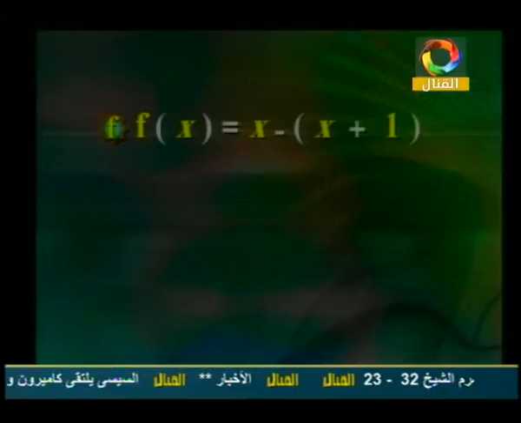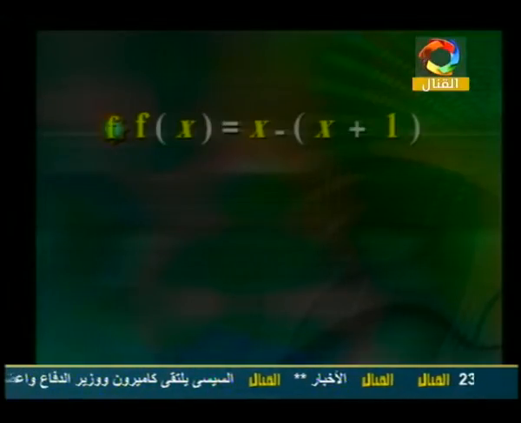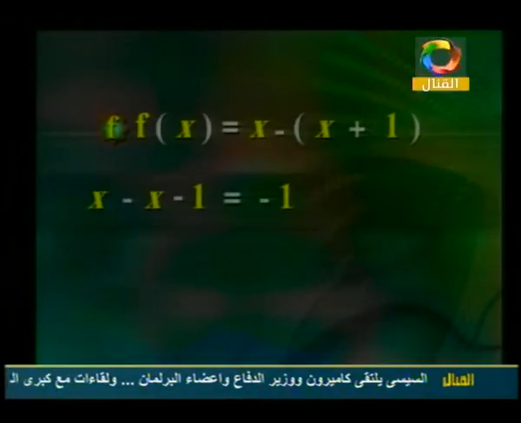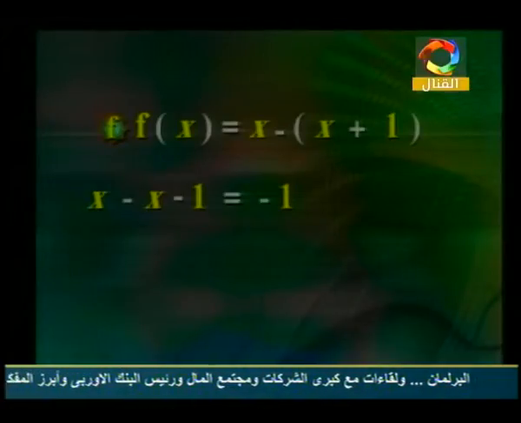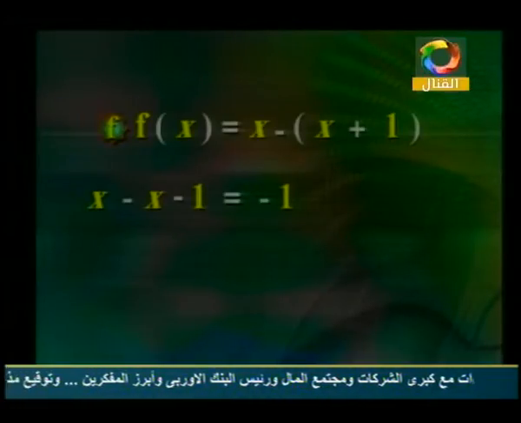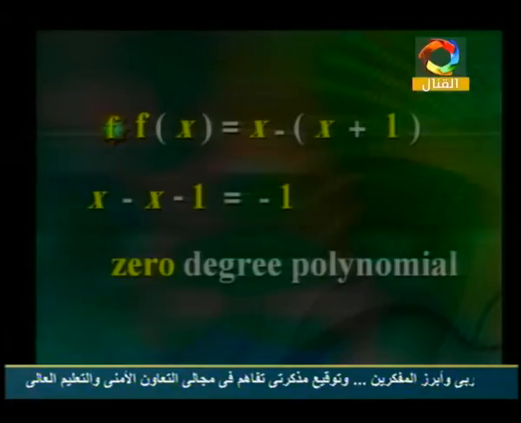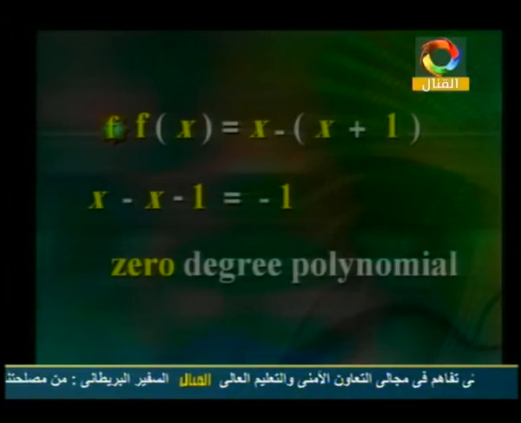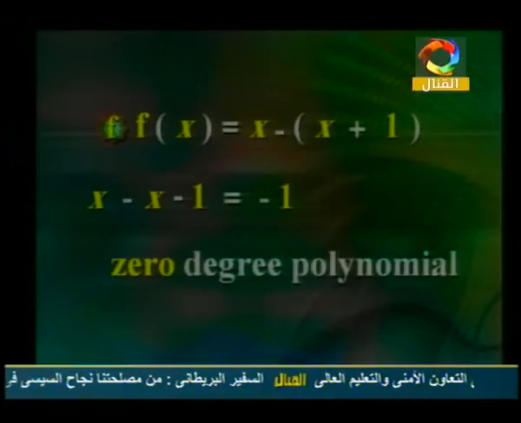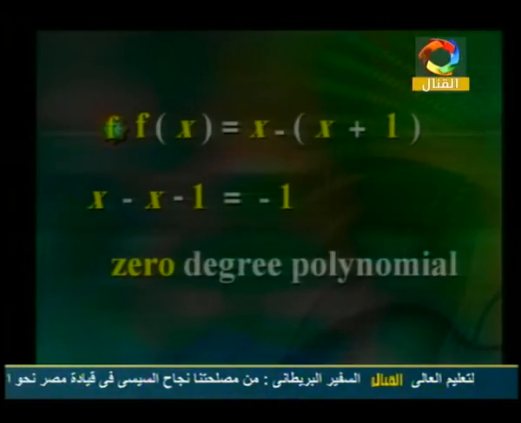F of x equals x minus x minus 1. What does it equal? Negative 1. Why? Cancel positive x with the negative x. The remainder equals negative 1. Negative 1 is a zero degree polynomial. Why? Because there isn't any variable.